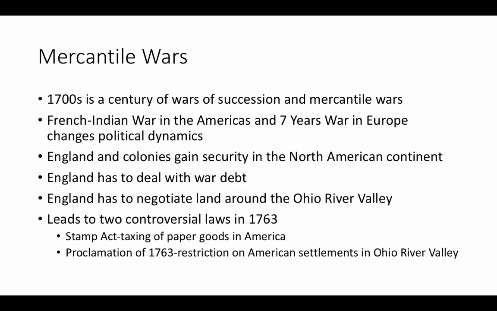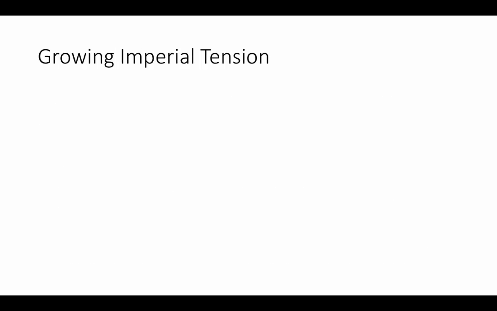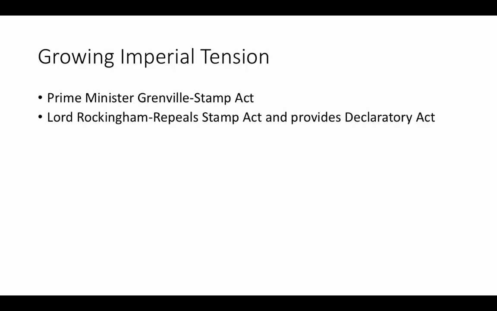This leads into two very controversial laws in 1763. First, the Stamp Act, which taxed paper goods in America to try to pay down that war debt, and the Proclamation of 1763, which was intended to restrict American settlements on the Ohio River Valley. So this starts to lead to this growing imperial tension. Prime Minister Grenville established the Stamp Act in order to pay off the war debt.